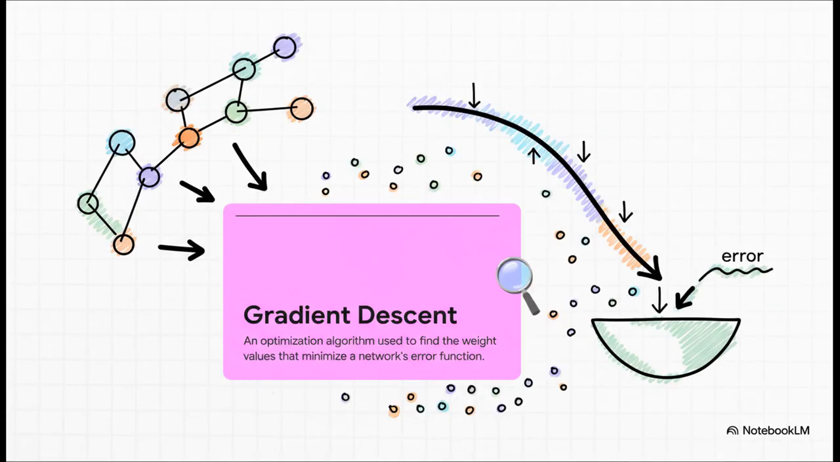So the mathematical engine that's making all this happen is a really clever algorithm called gradient descent. You can think of it as a smart, systematic way to figure out exactly which direction to nudge all those weights to make the network's error go down.